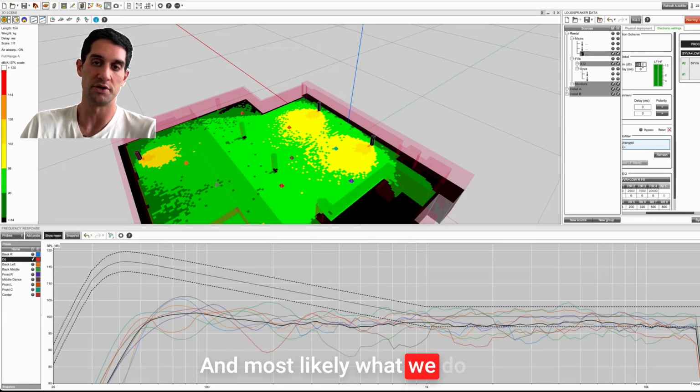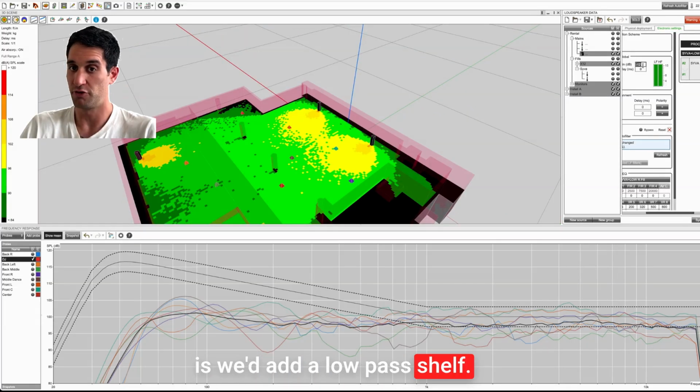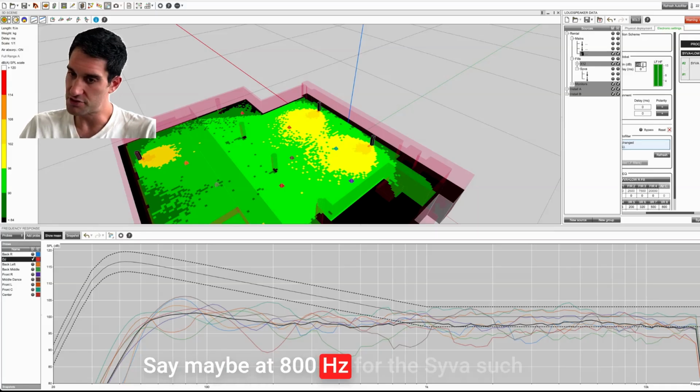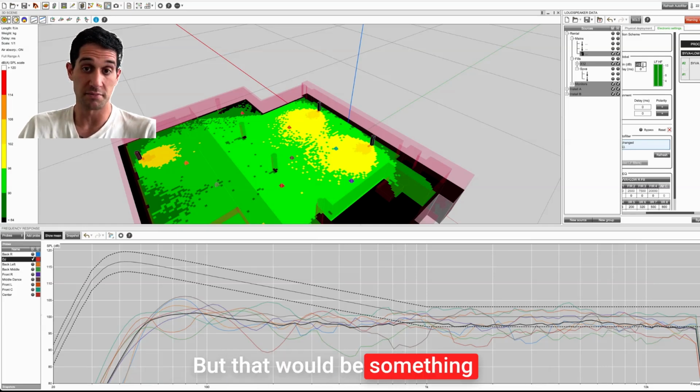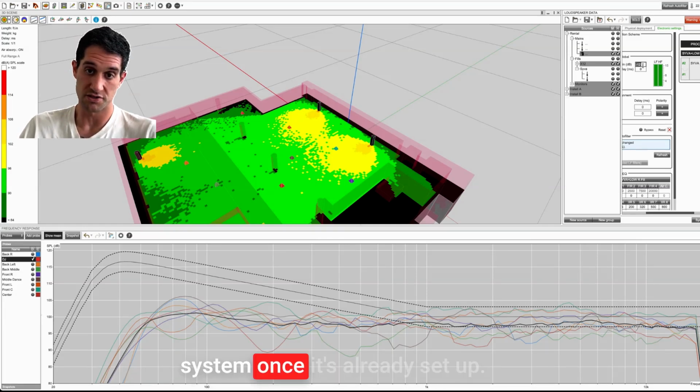We want to go ahead and probably add some of that back. And most likely what we do is we'd add a low pass shelf, say maybe at 800 hertz for the Syva, such that they perform more around our target. But that would be something that's done during EQing of the system once it's already set up.